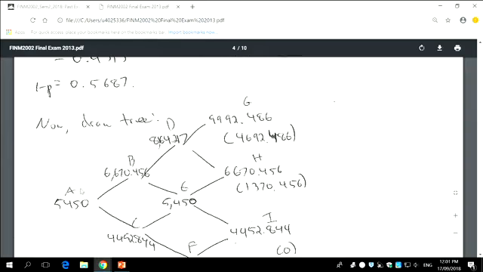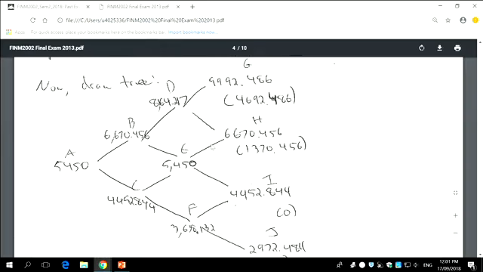And you'll see I've labeled the nodes A, B, C, D, E, F, G, H, I, J. Okay, so there's a lot of nodes.